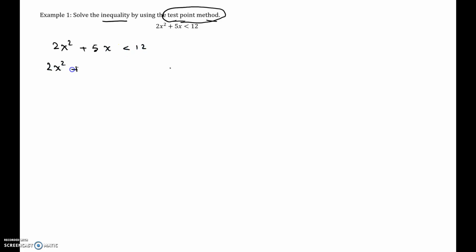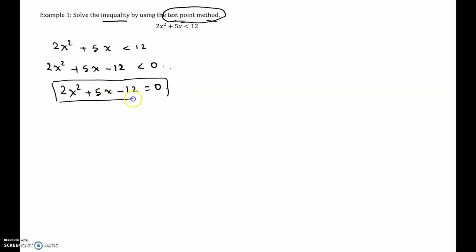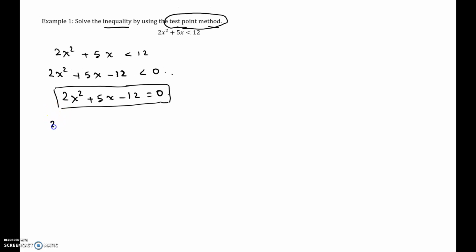Move the constant to the other side, so positive 12 will become negative 12. Then we have to factor this. So we will find the boundary, which is 2x squared plus 5x minus 12 equal to 0. Consider this one, which is the boundary of the inequality. So we have to factor this, and we can apply the AC method for that.